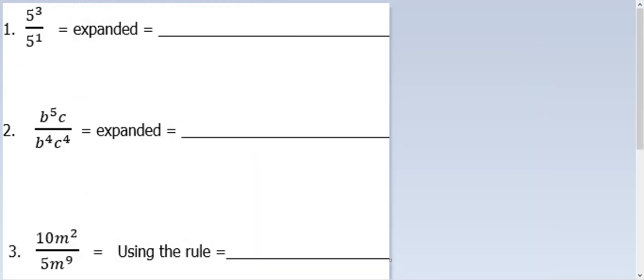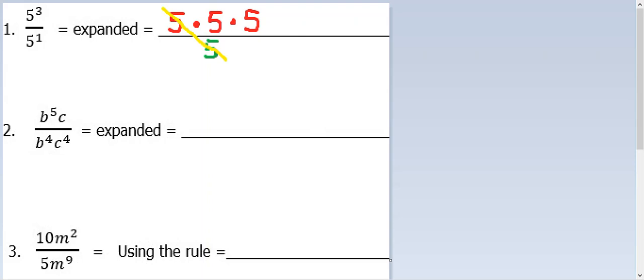In example number 1 here, we have 5 to the third power over 5 to the first power. So 5 to the third power means that 5 is going to be multiplied by itself 3 times. So 5 times 5 times 5. And in the denominator, we have 5 to the first power, which means there's 1 five. And we know that those will cancel out with each other.